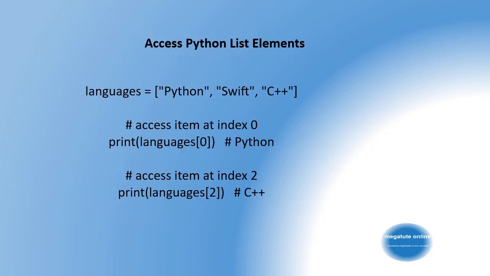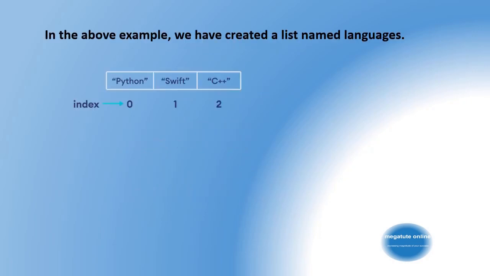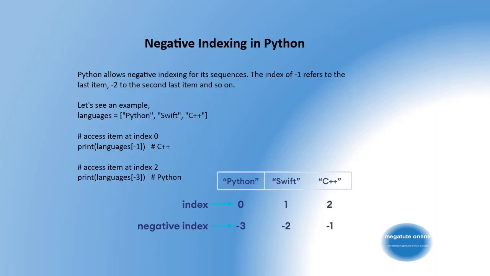Now how do you access elements of a list? You just have to give an index value to access the elements. Like over here you say print languages in the square bracket 0, that's going to give you Python at 0th position. Similarly to print C++, you have to give print languages square bracket 2. So that means the index of the elements in a list starts from 0. Python is at 0, Swift is at 1, and C++ at 2.